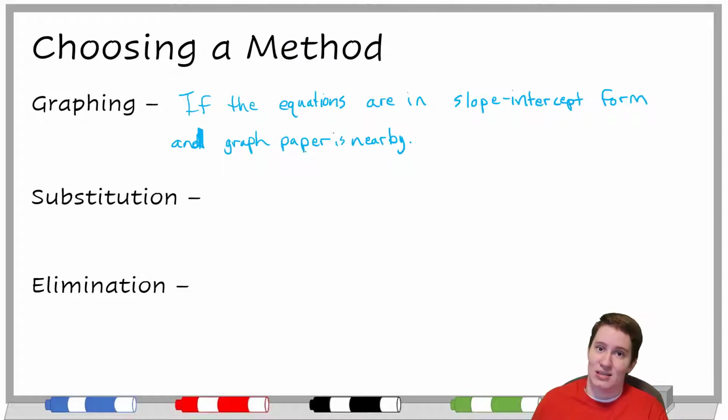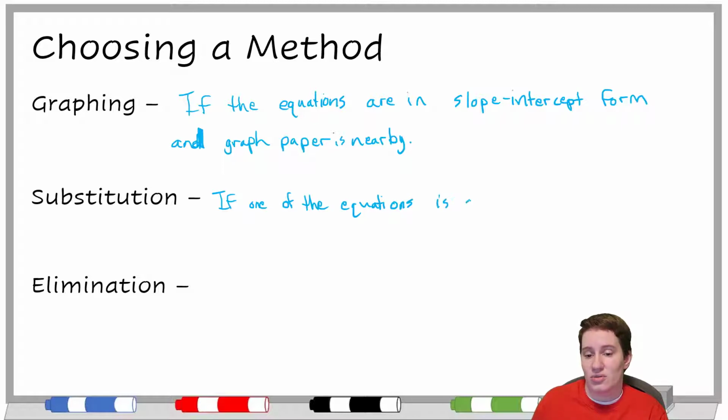Okay, substitution. Substitution, I would say, is the easiest method, or the method that I would go with, if one of our equations is already solved for a variable. Because if it's already solved for a variable, then we'll have to do work to get it set up for elimination. So I'd say if one of the equations is solved for a variable, so solve for x or y, use substitution.